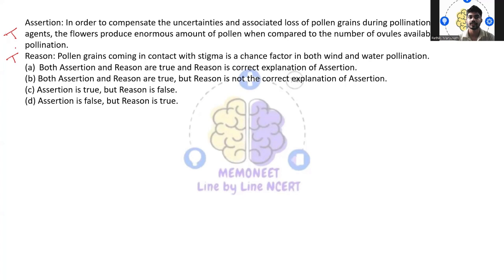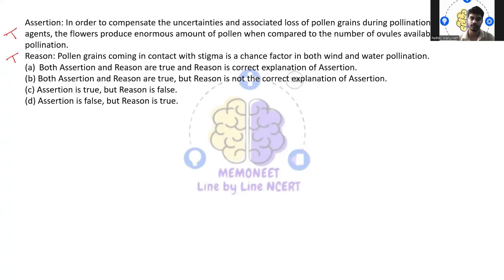What happens in abiotic conditions? There might be a loss of pollen grains because of wind pollination or water pollination. So yes, there is a loss of pollen grains. That's why, in order to overcome that loss and to make the chances of fertilization higher, they start producing more pollen grains, right? The reason is so that they could come in contact with the stigma, in both wind as well as water pollination.